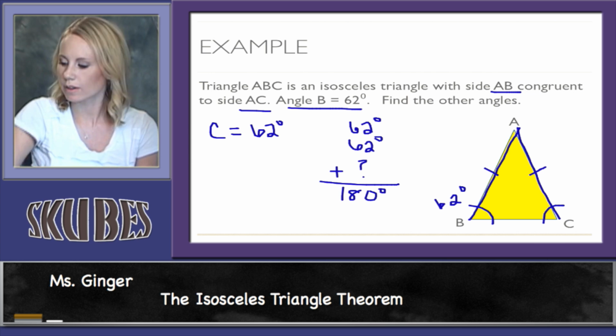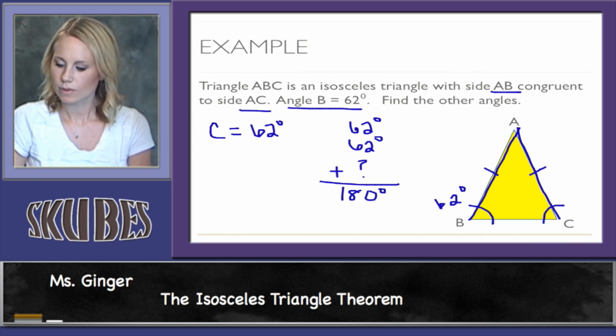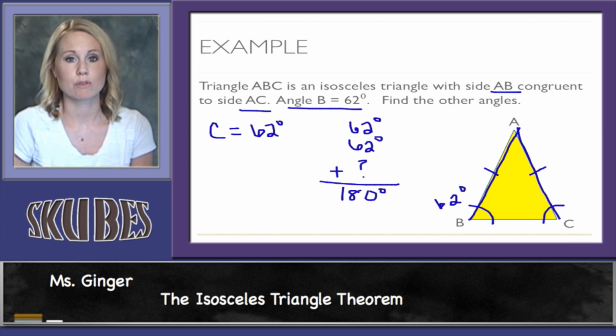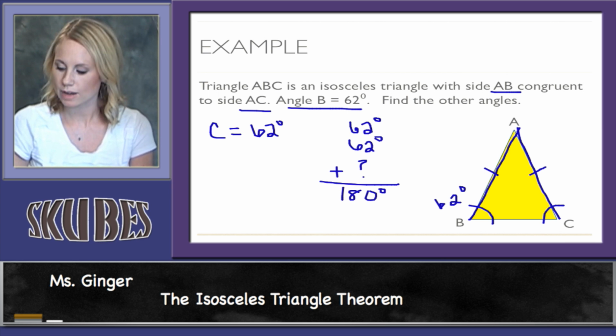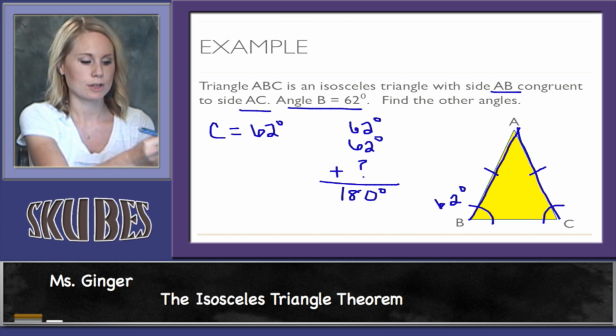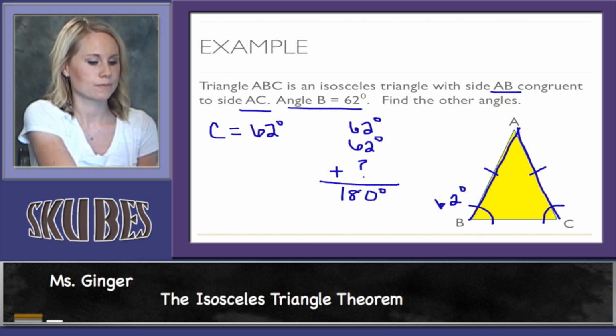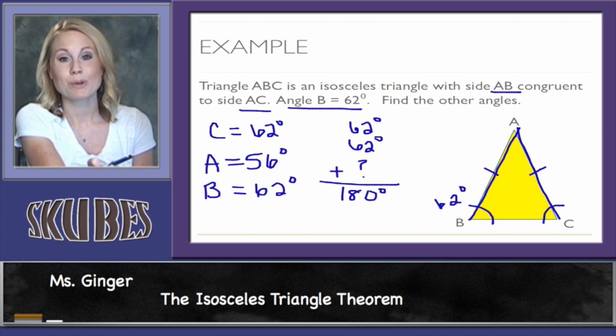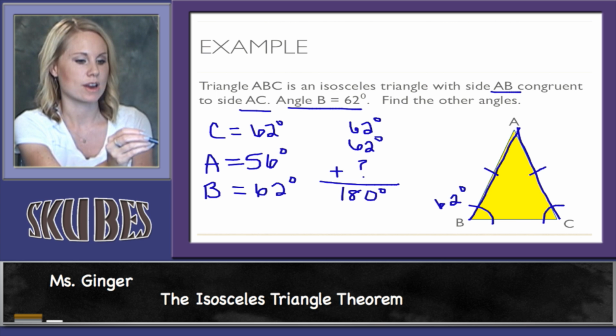So go to your calculator with me. 62, another 62 has a sum of 124, subtract that from 180, and the missing degree measure is 56 degrees. So I found A to be 56 degrees, and they had already given me B, 62. So we did what we were asked. We found the missing other angles.